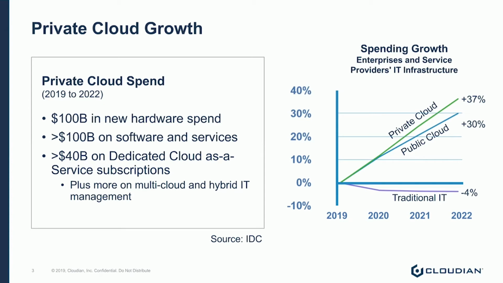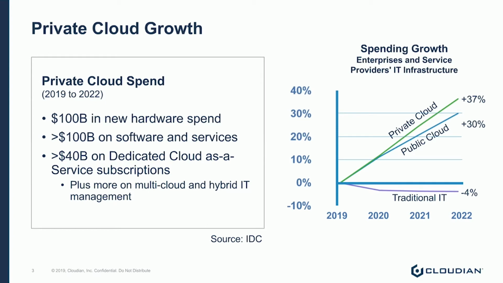But what we're seeing is that there's all these companies that initially went to the public cloud, and now they're going to stay in some part in the public cloud, but they're bringing some of that data back into the private cloud, and it's driving just a tremendous amount of spend, more than $100 billion in the last couple of years, 2019 to 2022, more than $100 billion in new hardware, more than $100 billion in software and services.